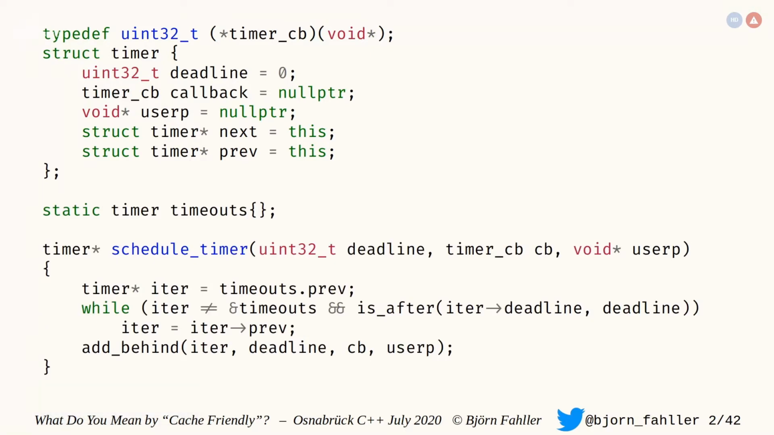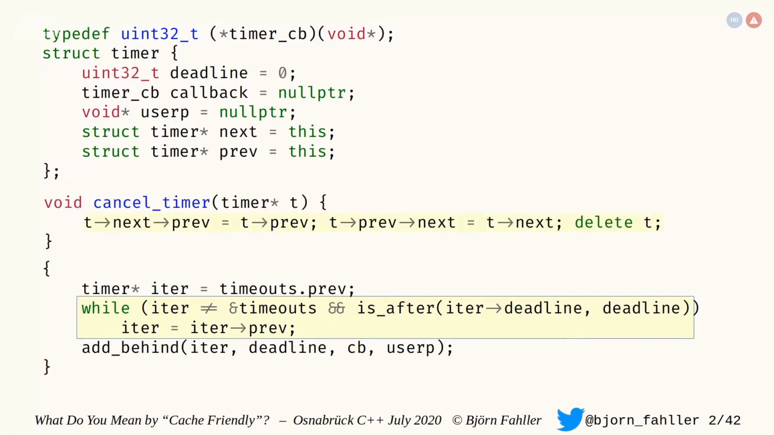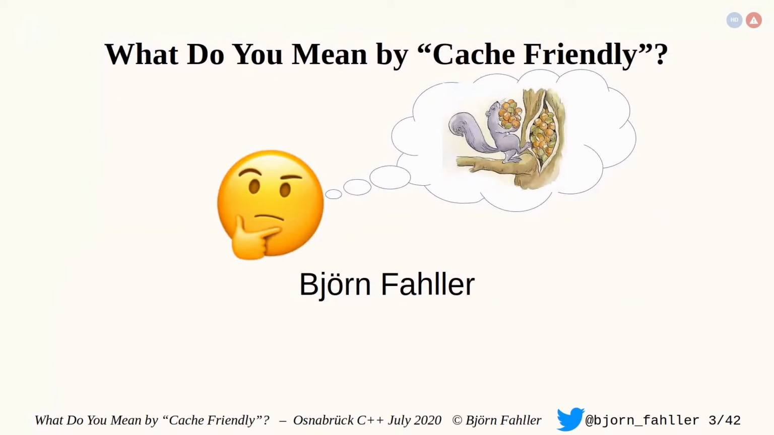So the schedule timer function just iterates through the list from the end and finds a place to do its insertion. And then there is a cancel function that is very important, because the vast majority of all timers are canceled. They're only there to discover when a request has not been responded to. And this is kind of slow. And this is why this presentation, "What do you mean by cache friendly?", is the presentation that I wish that I had attended something like 20 years ago, because the person who wrote that timer was me.